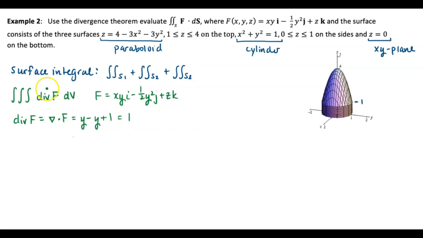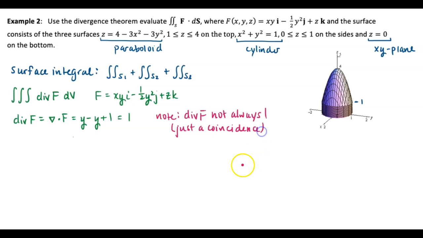Now this is not always going to be true, so let's just put a note here. It just happened to be true for these last two problems. But the divergence of f is not always 1. This was just a coincidence. Just important to point out there. And so now we've got this triple integral, again, of 1 dv.